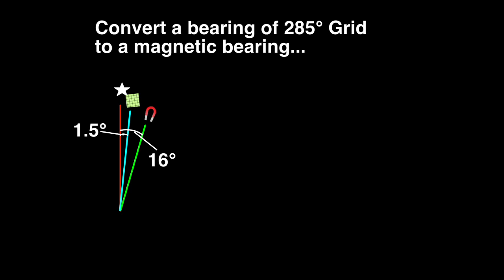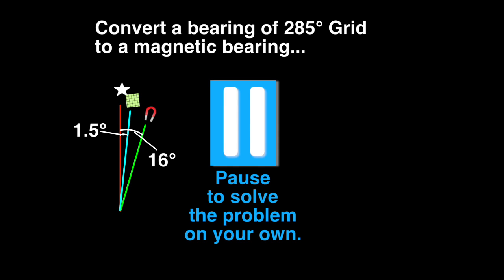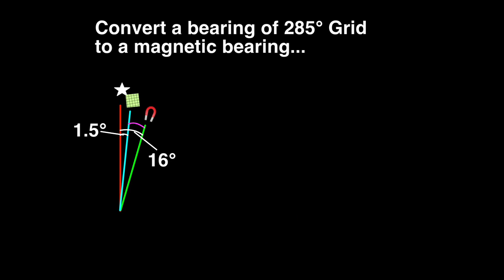Problem 1. Convert a bearing of 285 degrees grid to a magnetic bearing. Remember, when you're working with the declination diagram, bearings increase in a clockwise direction. Magnetic north is 16 degrees east of true north. Grid north is 1.5 degrees east of true north. The angle between grid north and magnetic north is the 16 degrees from magnetic to true, less the 1.5 degrees from true to grid, or 14.5 degrees. Let's round that up to 15 degrees.